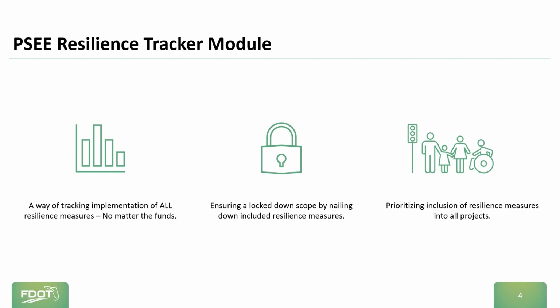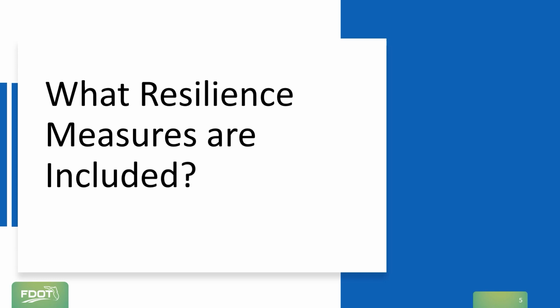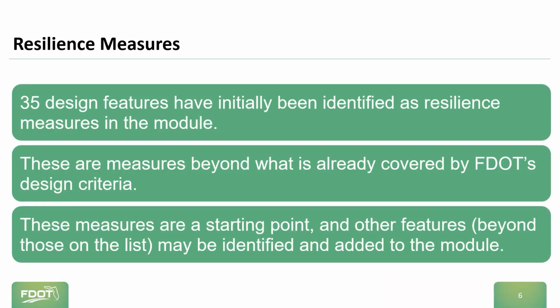What resilience measures are included? 35 design features have initially been identified as resilience measures in the module. These are measures beyond what is already covered by FDOT's design criteria. These measures are a starting point and other features may be identified and added to the module.